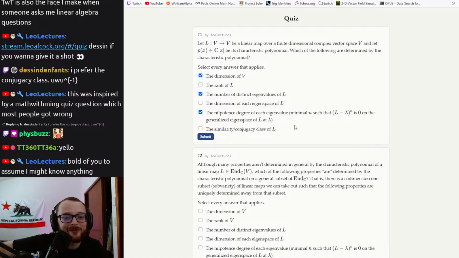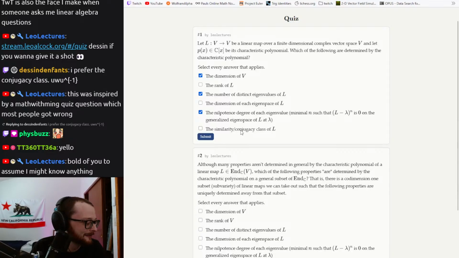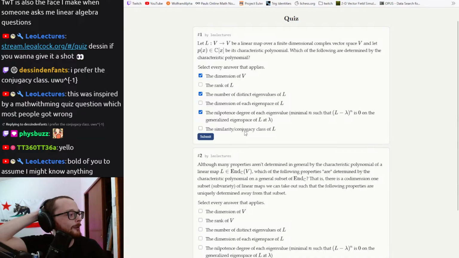The similarity slash conjugacy class of L. I don't know how you test for that. The only way it could help you is maybe with decompositions. But I don't think you know about decompositions only from the characteristic polynomial.